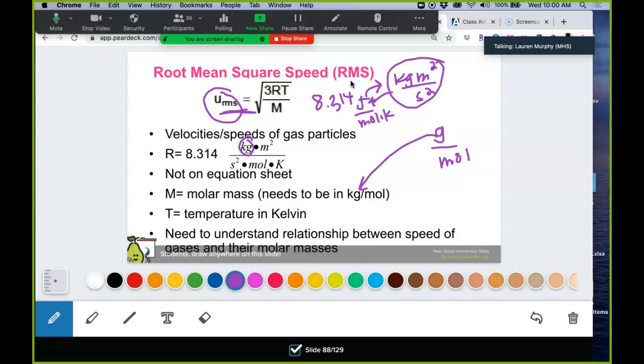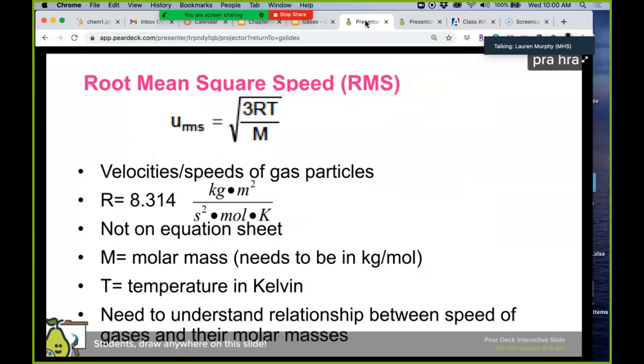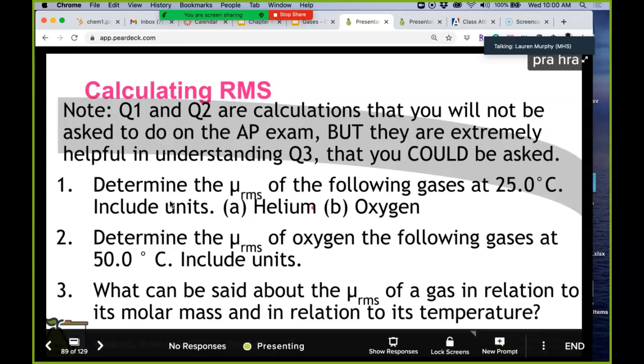So let's look at the first question. Questions 1 and 2 are no longer fair game on the AP test. However, number 3 is. So I'm going to do the math to prove to you number 3, and then we'll talk about number 3. It says determine the root mean square, which means the speed or the velocity, of the following gases at 25 Celsius and include units. So we're going to do it for helium, and then we're going to do it for oxygen.